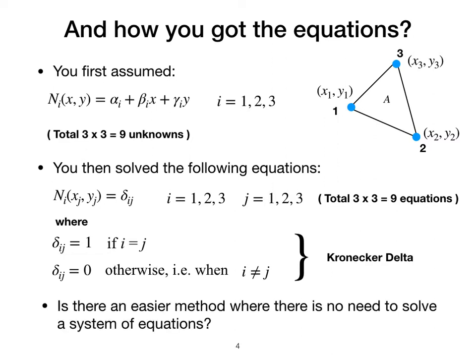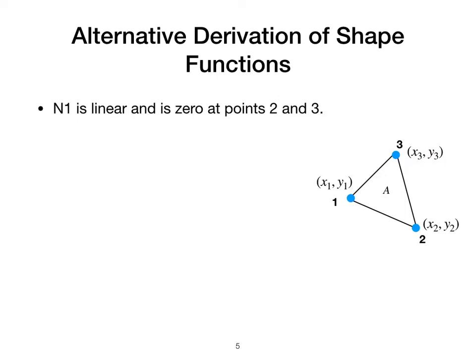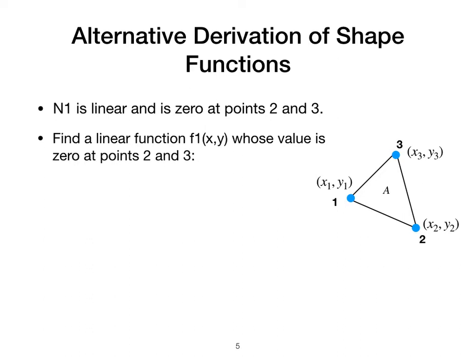Now, is there an easier method where there is no need to solve a system of equations? Okay, so let's look at the alternative derivation of the shape function. We start with the original triangle we had, and N1, that is the shape function, is linear, and you know that it has to be 0 at points 2 and 3. Now the idea is to find a linear function f1(x,y) whose value is 0 at points 2 and 3.